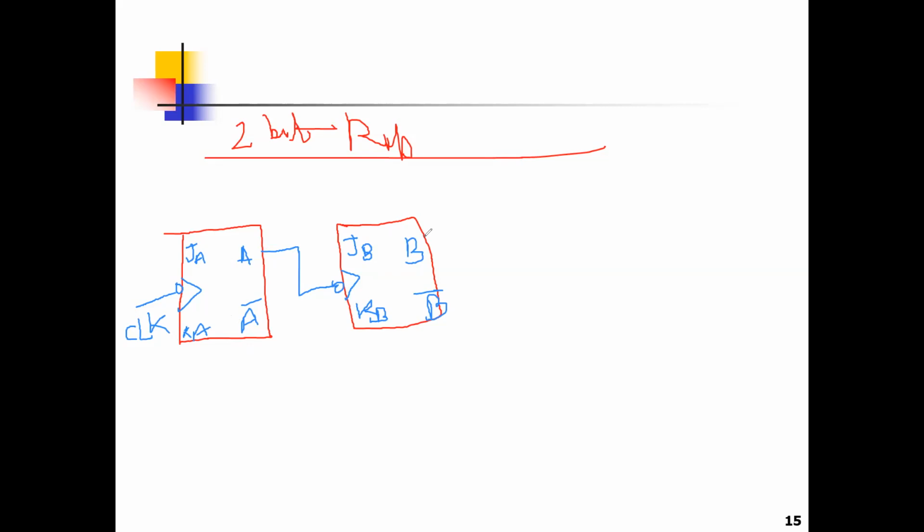Miss, why did you put a bubble in the clock? I will tell you later because I'm giving negative edge now. Bubble means negative edge, right? Here J and K, I am connecting with 1, 1. JA and KA also I am connecting with 1, 1 always, for the complete cycle. So now I am going to give the clock here.